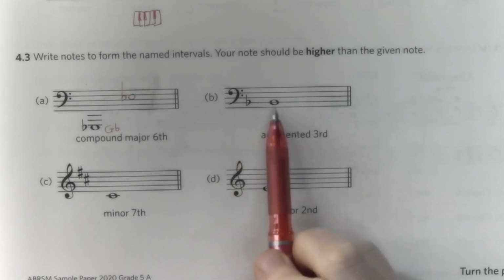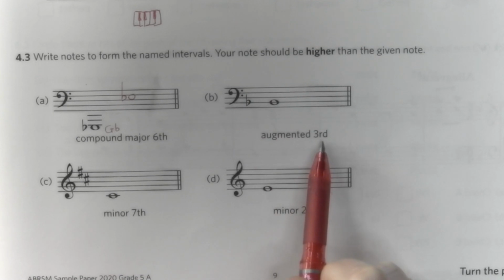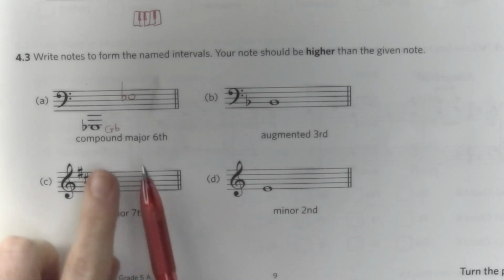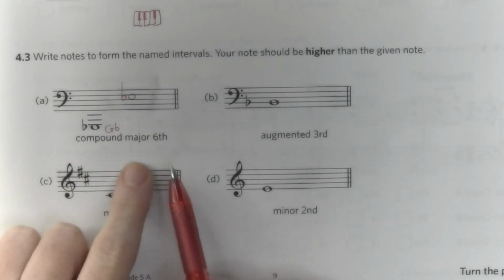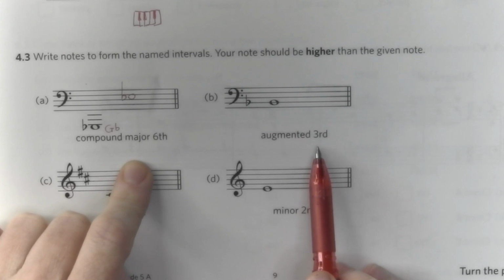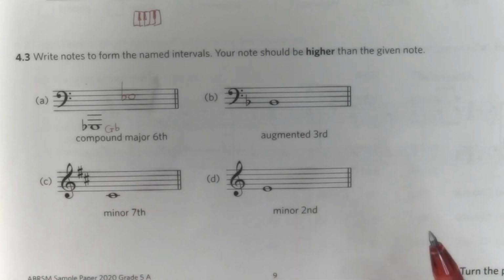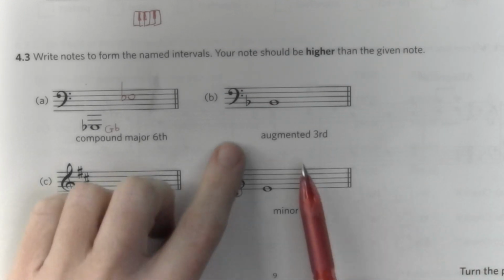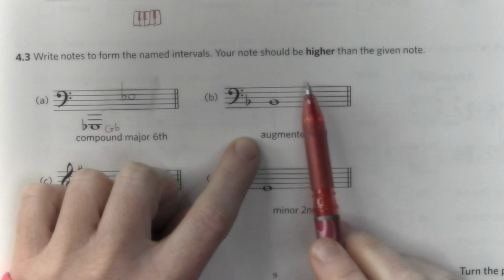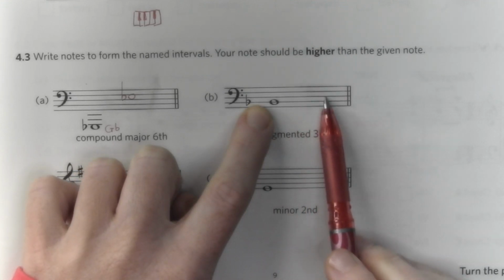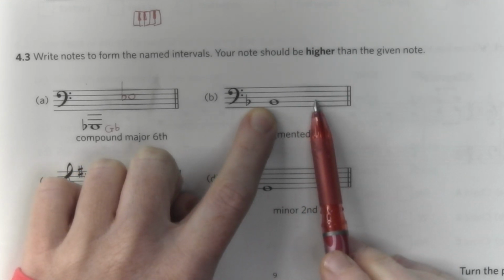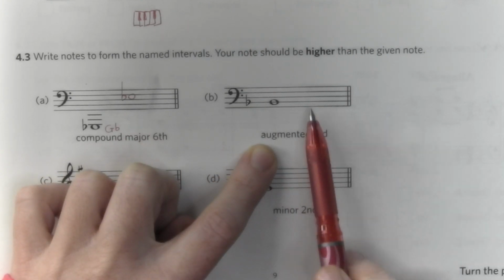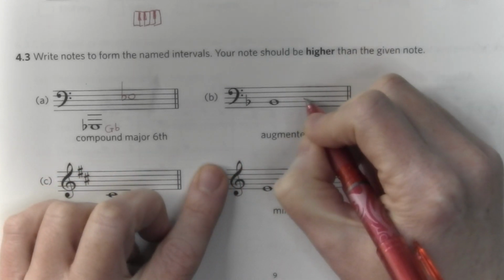Example B. A B flat, an augmented third from B flat. Okay. B flat, a minor third from B flat would be D flat. Okay. D natural would be a major third, and to make it augmented we must add a sharp to D, so D sharp.